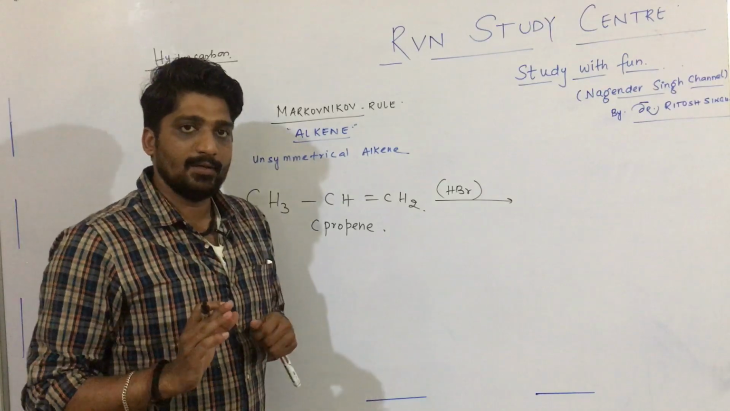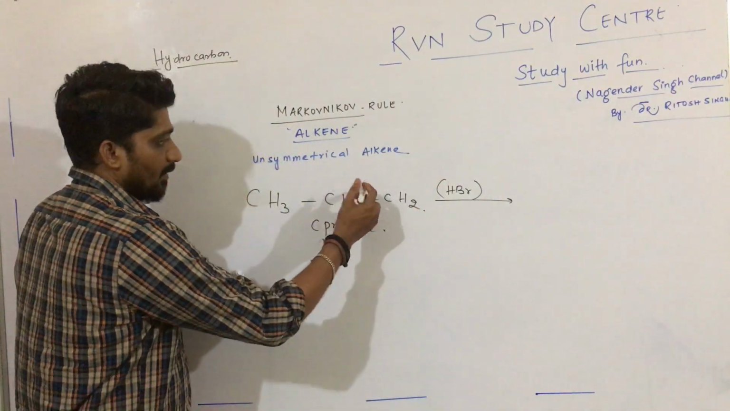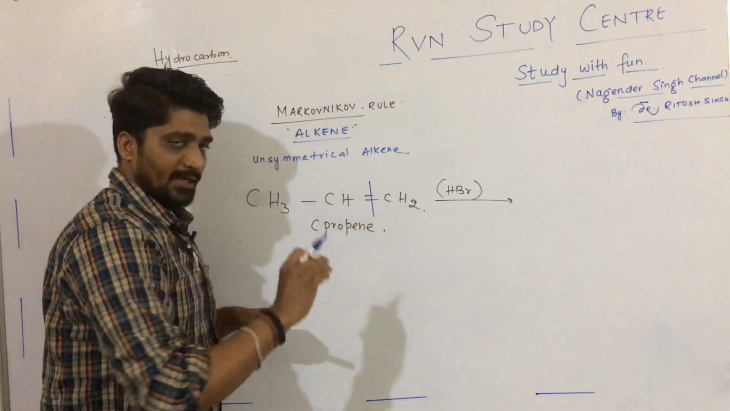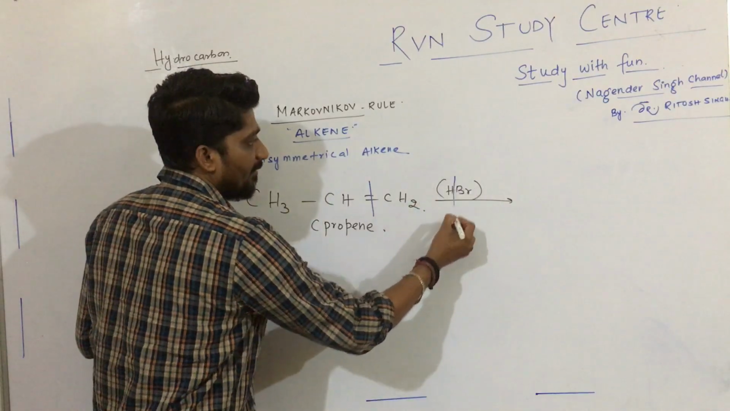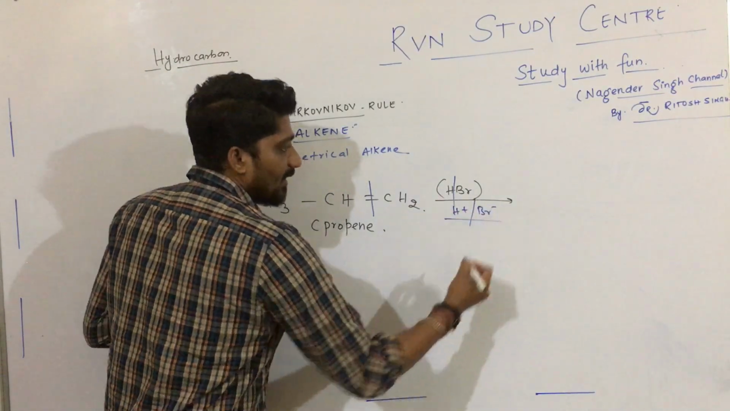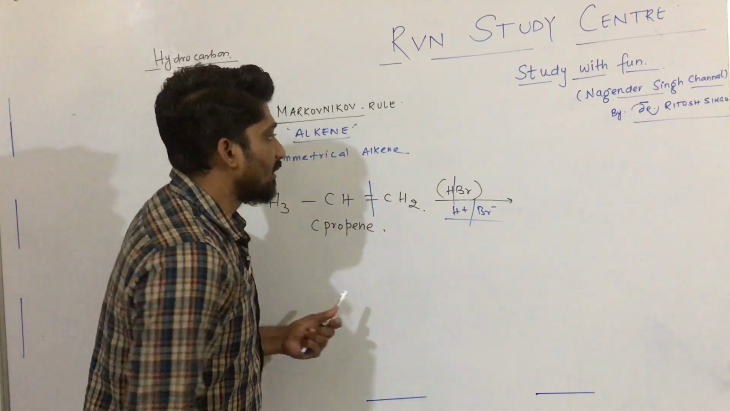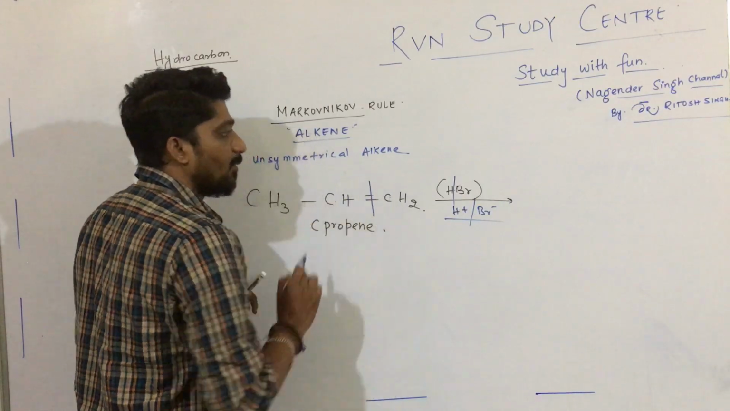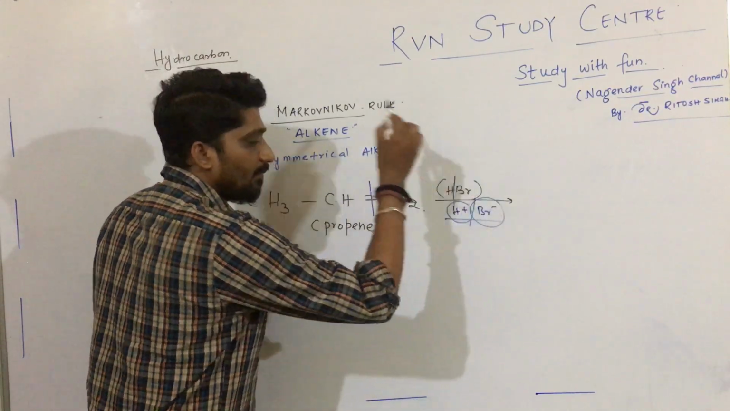Now what is the shortcut? See here, whenever we react with this, the double bond will break, that's for sure. And here we have HBr, which ionizes like this: H plus and Br minus. Now the question is, this bond has been broken. With which carbon will H go? With which carbon will Br go?